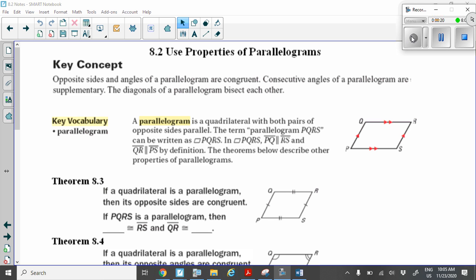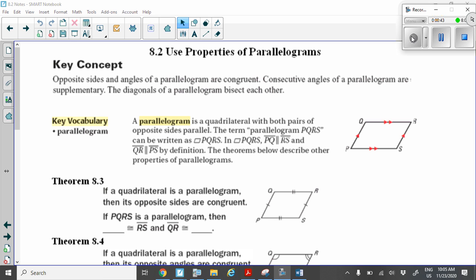So make sure you have your quadrilateral family tree chart out. That might help you when we are doing all of these theorems and all of these properties for parallelograms. Okay, now we're going to kind of go through each of these, but they should be on your quadrilateral family tree chart. Okay, first thing, let's talk about what is a parallelogram.